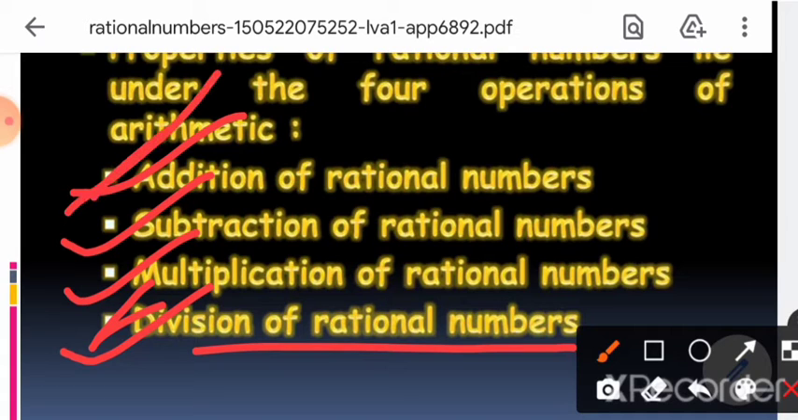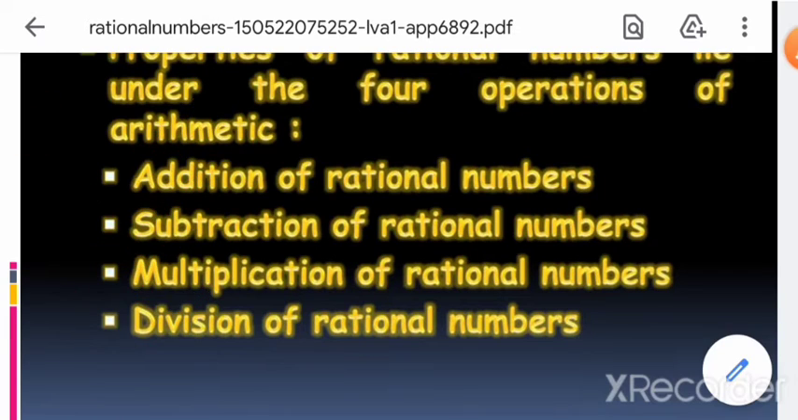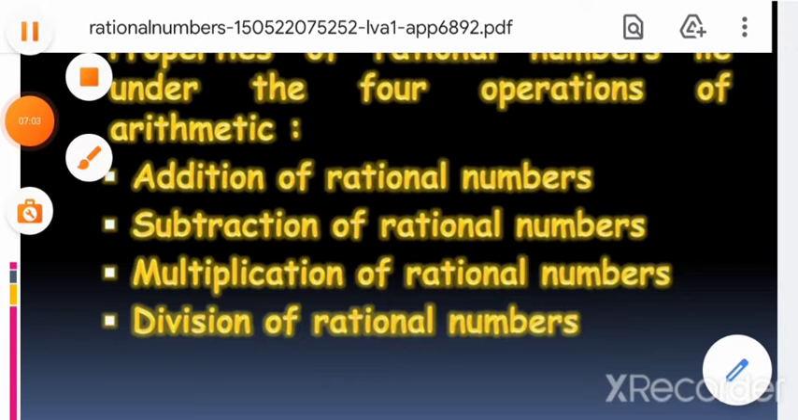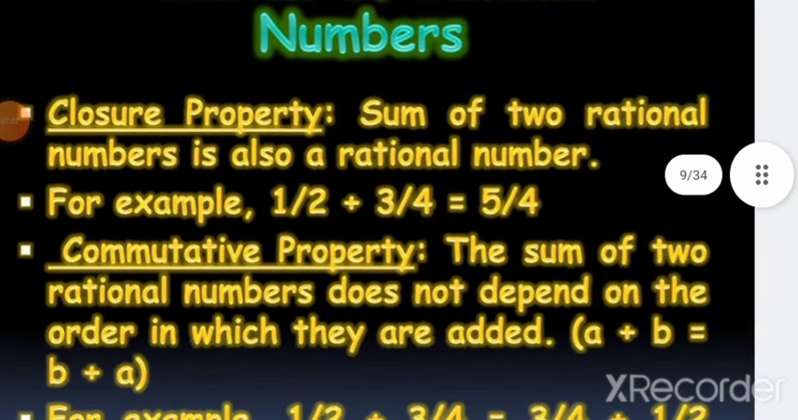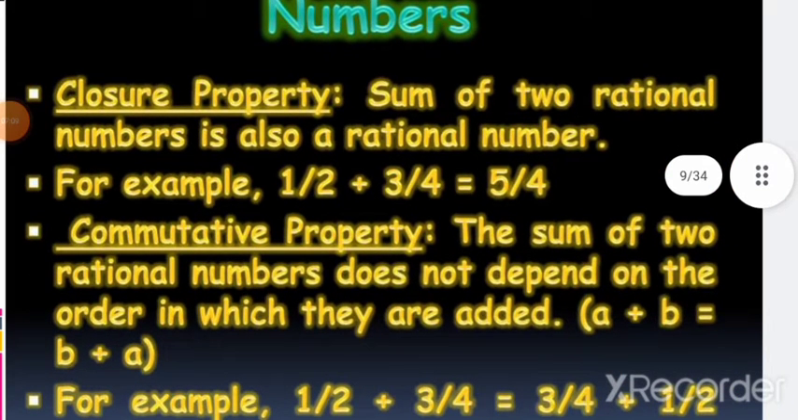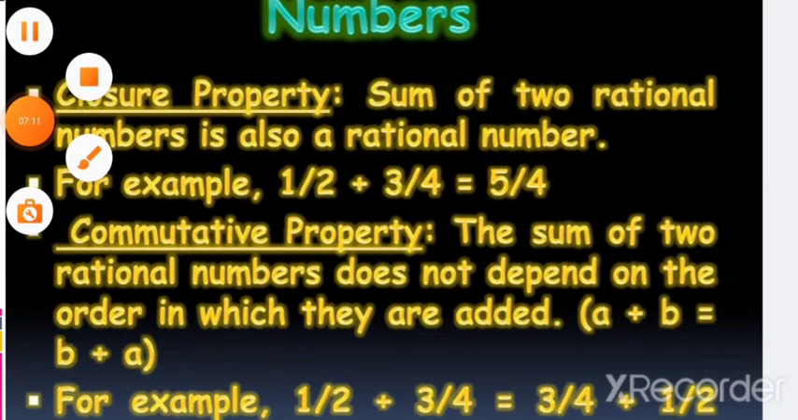For each property, we check whether it is fulfilled for addition, subtraction, multiplication and division. Now check it one by one. First, discuss the addition of rational numbers.